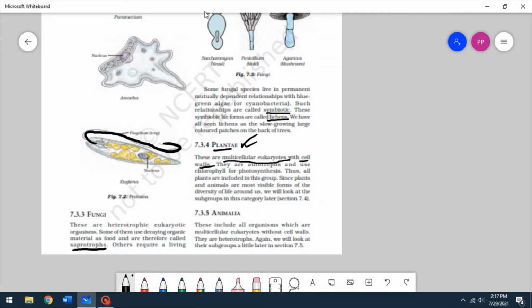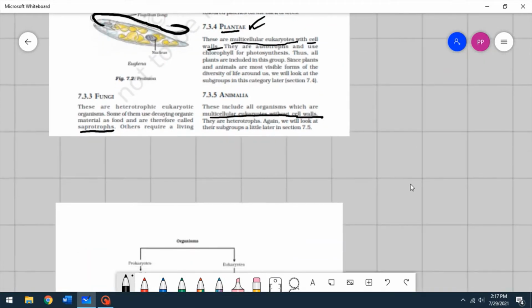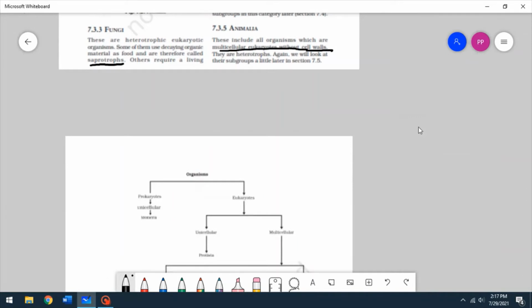Animalia. Alright, so Animalia, as I said before, are multicellular eukaryotic organisms without cell walls. So we don't have cell walls. That is what differentiates us from plants. They're heterotrophs. We don't prepare our own food, and preparing our own food doesn't mean standing in the kitchen and making yourself Maggie or whatever. Preparing your own food means from scratch.